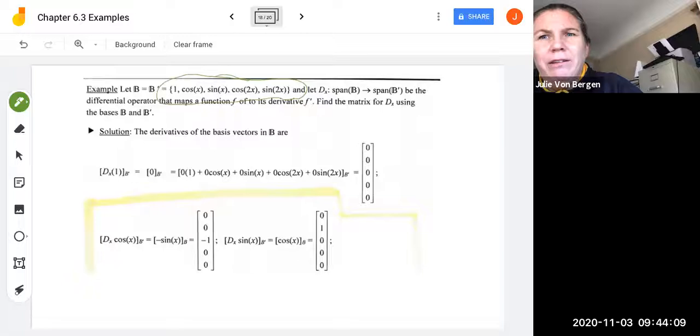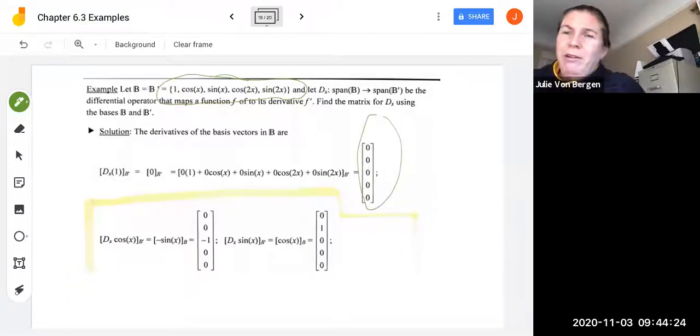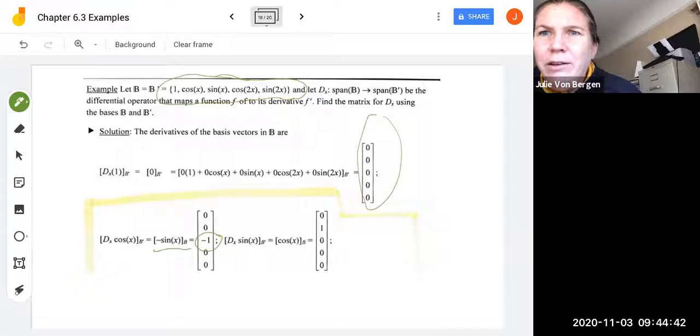So here are our derivatives of the basis vectors in B. The first basis vector is the 1, so the derivative of 1 with respect to x is 0. That's just going to be all zeros, because you're going to have 0 times 1 plus 0 times cosine x plus 0 times sine x plus 0 times cosine 2x plus 0 times sine 2x. And then the derivative of cosine x with respect to x is negative sine x. So we're going to get a negative 1 in the middle entry, because that is where sine of x is in the basis.